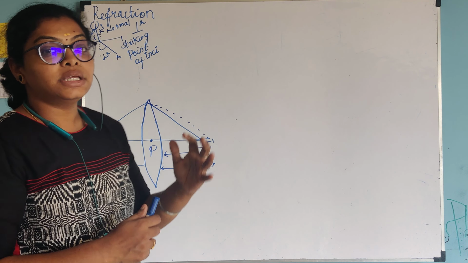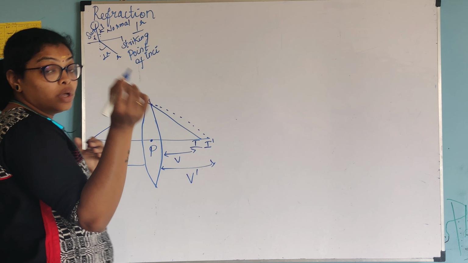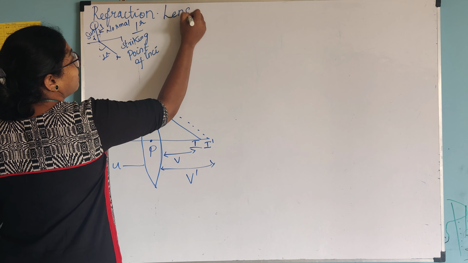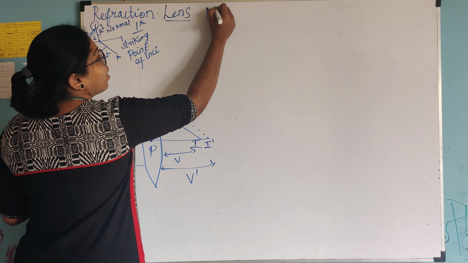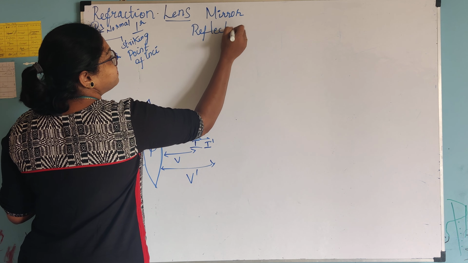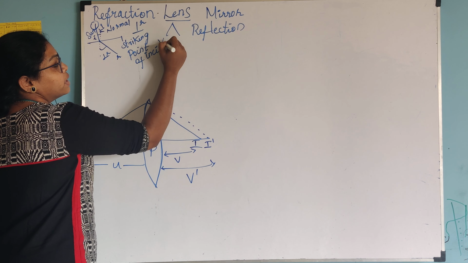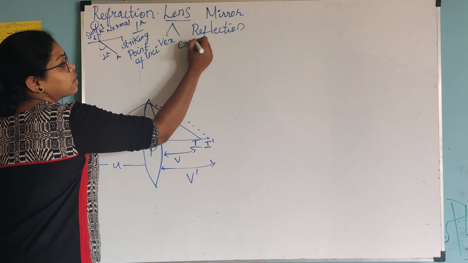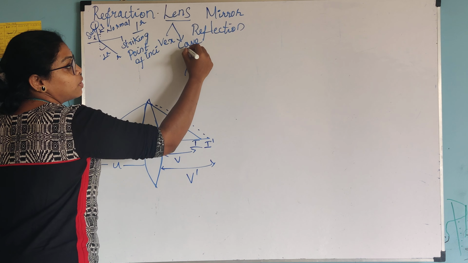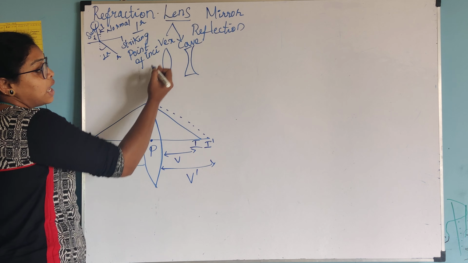Next we have seen refraction at a single spherical surface. In a mirror we read reflection; when we read with the help of a lens, that is refraction. We have two lenses: one is the convex lens and the other is the concave lens. When it has a cave-like structure, we call it concave, and when the surface bulges outside, it is called convex.